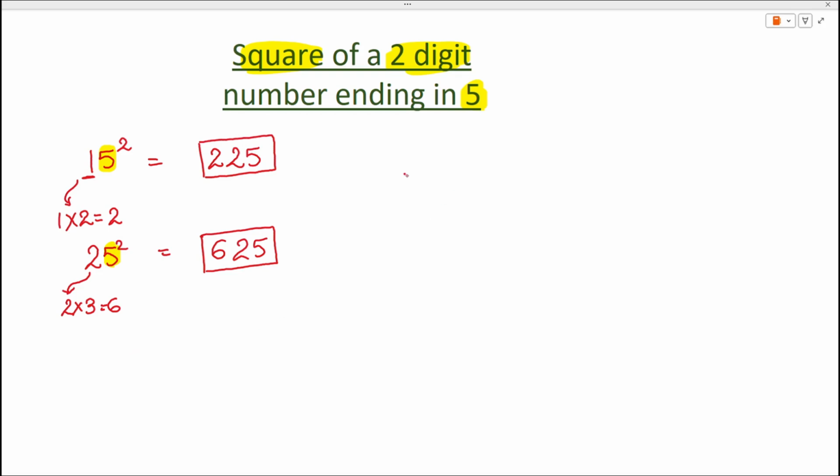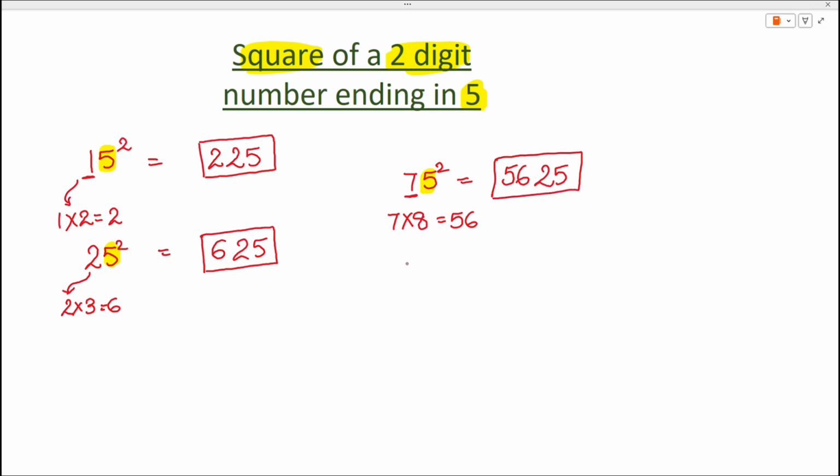So let us take 75 square. Now for doing 75 square, again 5 square gives us 25, and the digit at the tens place, just multiply it by the next consecutive number, which is 8. So 7 times 8 is 56. So place this 56 over here, and this is the square of 75.